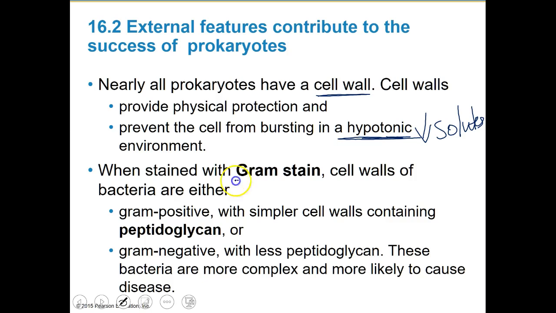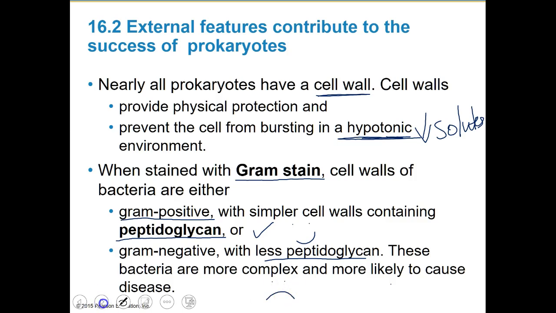There's a way to check this: we actually have a Gram stain, which stains the cell walls of bacteria. If it stains positively, turning blue or purple, it's Gram positive. These are simpler cell walls that contain peptidoglycan. If it's Gram negative, so it doesn't turn the purple or blue color, it has less peptidoglycan. These bacteria are more complex and more likely to cause disease. So Gram positives are kind of your normal, good ones, and Gram negatives are usually, not always, but usually your not so good ones.